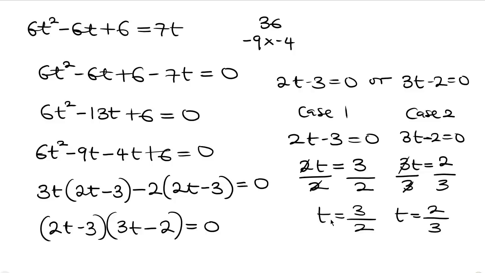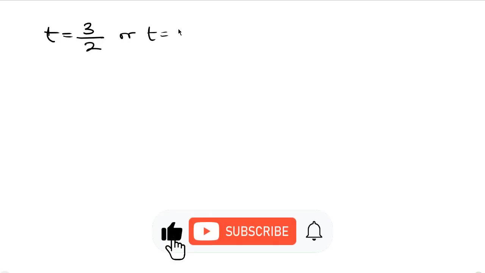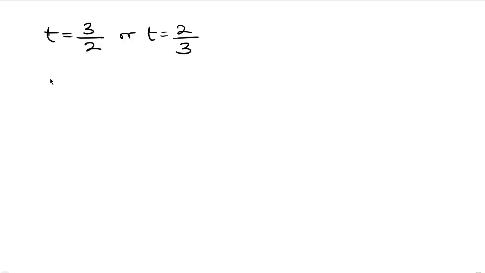So we have t to be 3 over 2, and we also have t to be 2 all over 3. Now, let me write the values of t so I don't forget. So we have t to be 3 over 2. We also have t to be equal to 2 over 3. Now, this brings us to our substitution.